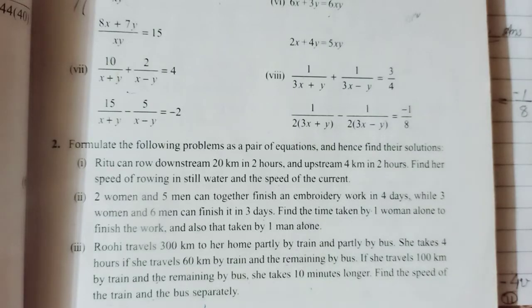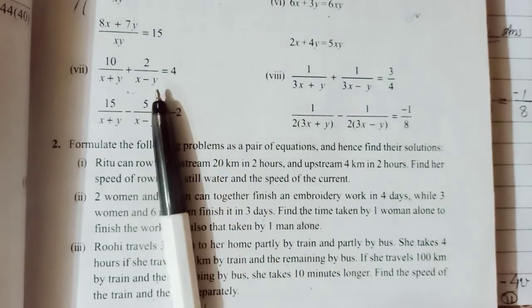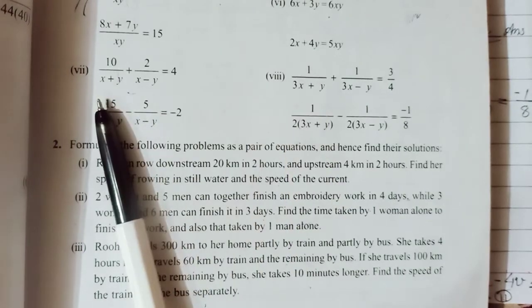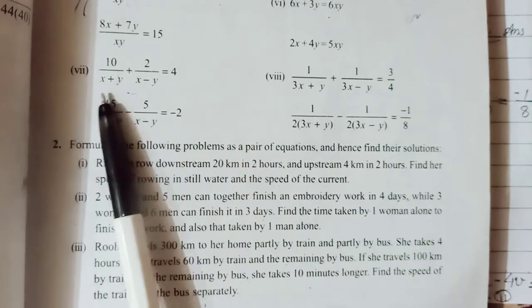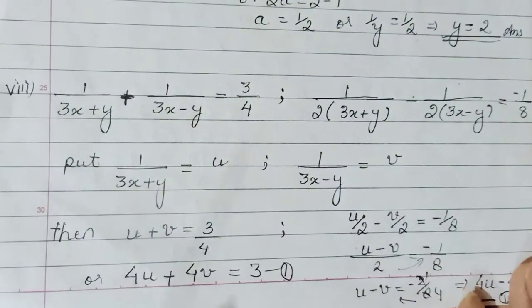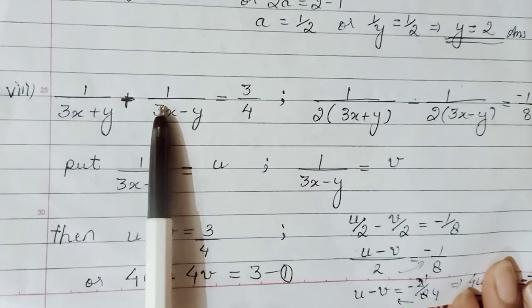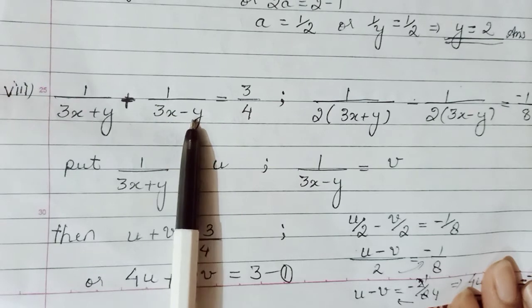Next, children, if you see, the 7th and 8th parts are again somewhat similar. So I'm solving the 8th one for you on the same lines. The 7th one can be tried. For the 8th one, these were your two equations: 1 upon 3x plus y plus 1 upon 3x minus y is equal to 3 by 4.